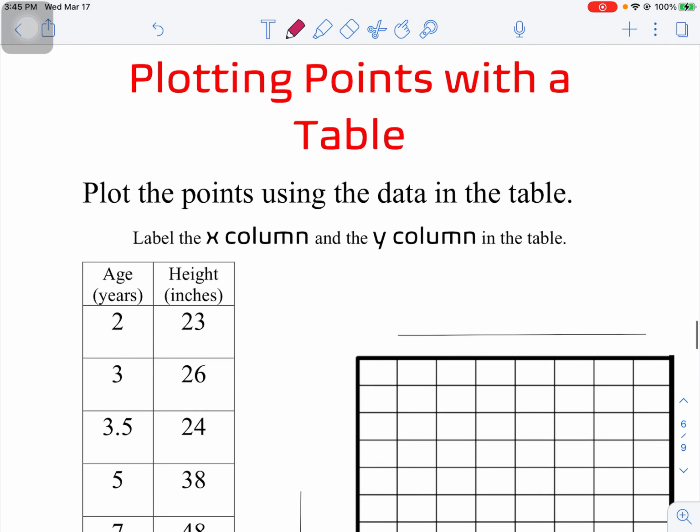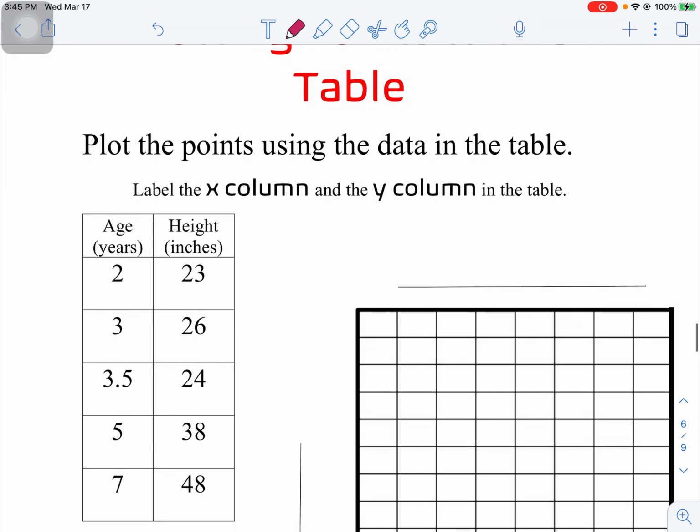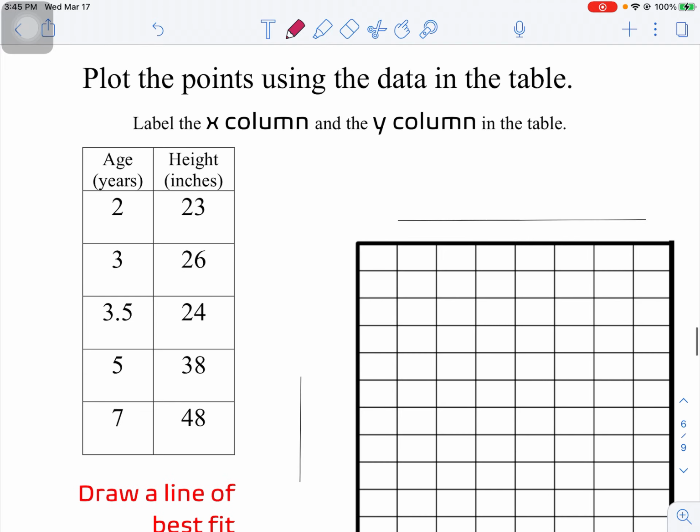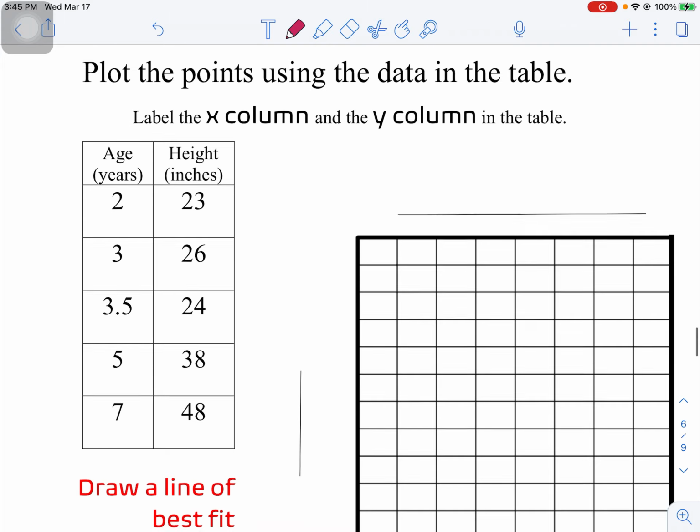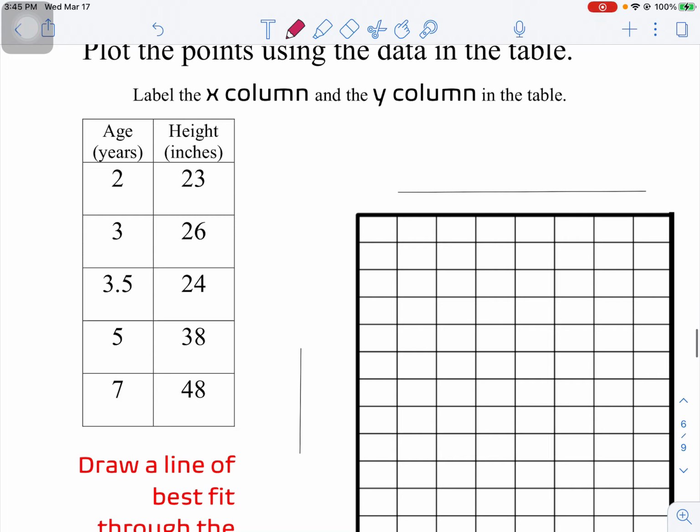All right, so now let's look at plotting points with a table. We're going to plot the points using the data that's in the table, and we've got to make sure we always have a title and we always label our X and Y axis. And when we look here, we have our X column and Y column in the table.